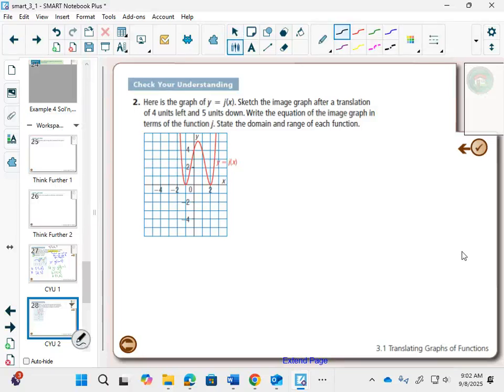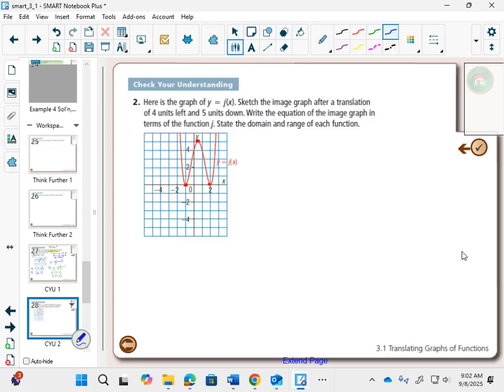Here's the graph of y equals j of x. Again, we want to sketch the image graph after a translation of 4 units left and 5 units down. So now we're doing 2 transformations. And as far as important points on this graph, I always like to find the points where things change direction, so those look super important.